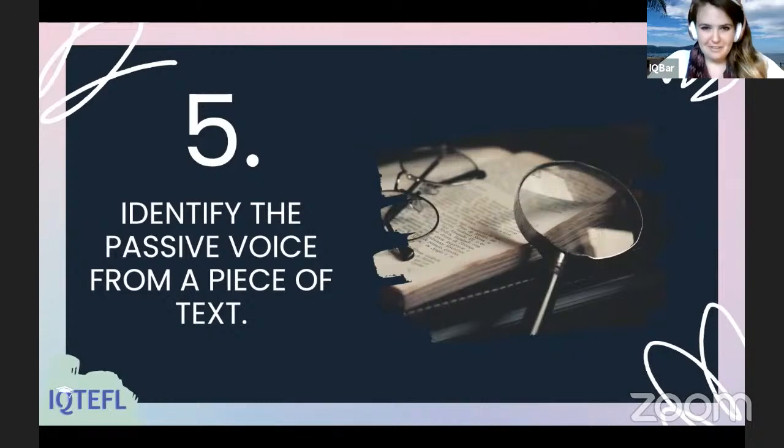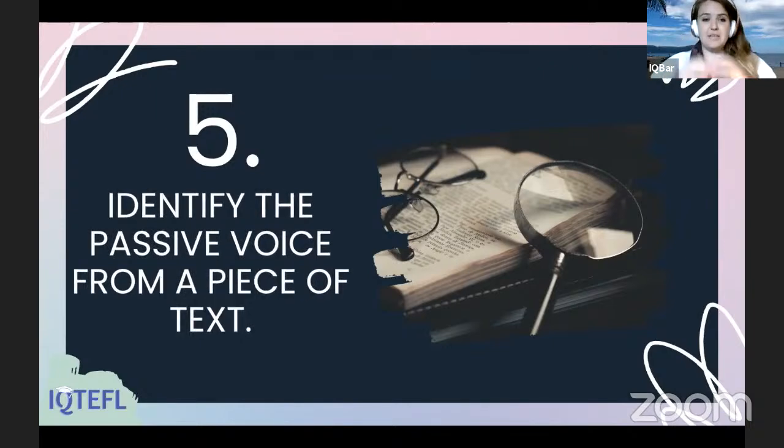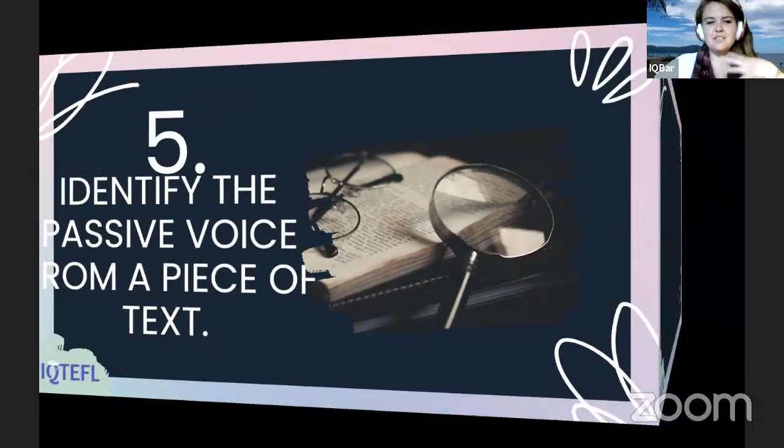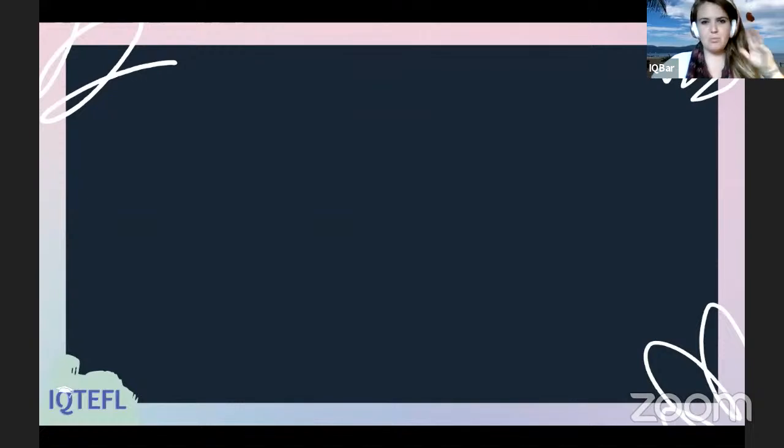So on to point 5, which is giving your students the opportunities to identify the passive voice in a piece of text. I think this is a really important step in the process because, like I said earlier, it is a literary device and they're more likely to see it in writing. So how do we do this?